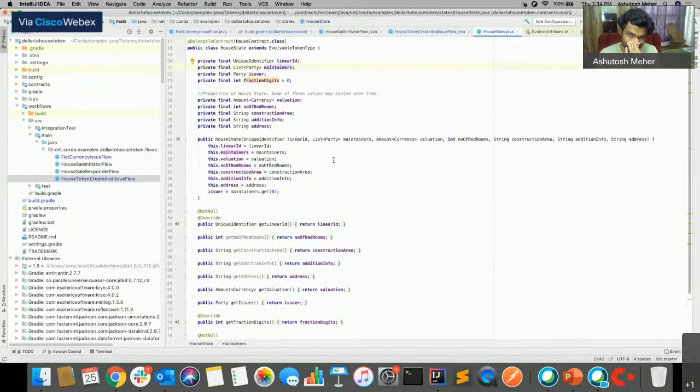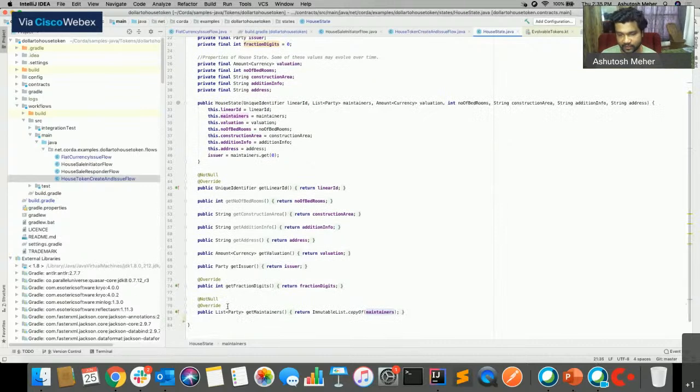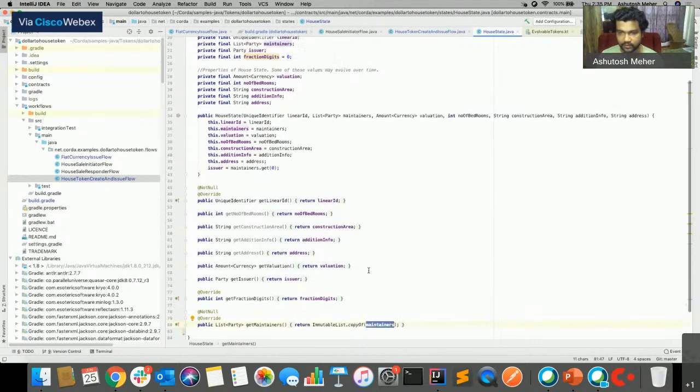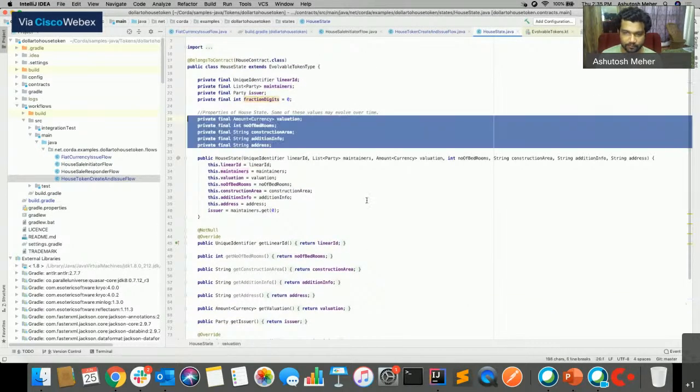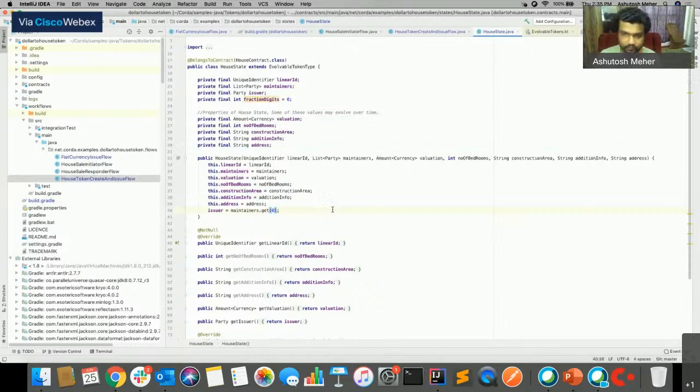And one thing that differs here is instead of the parties, it has the maintainers. So we call this maintainers, and it overrides the get maintainers. These are the guys who should be informed when there is any change to this particular token type, which is evolvable. Apart from that, it's all the values that you want to put in your token type. It's a house, so I would have, let's say, a valuation of the house, number of bedrooms, the construction area, any address, and anything else that you want to put in. So it's like a general state in Corda.